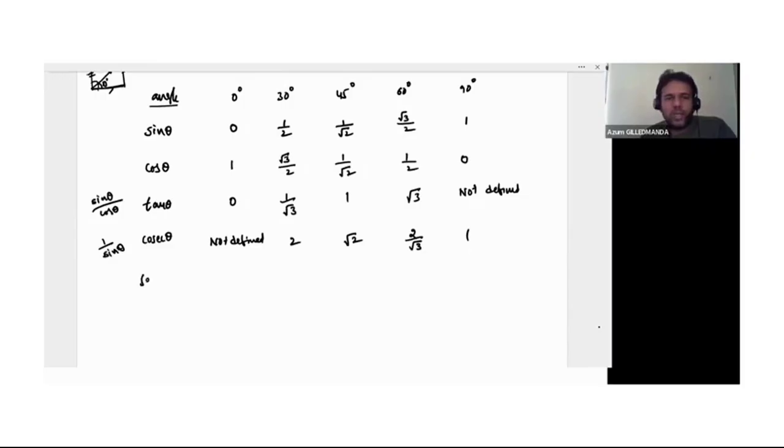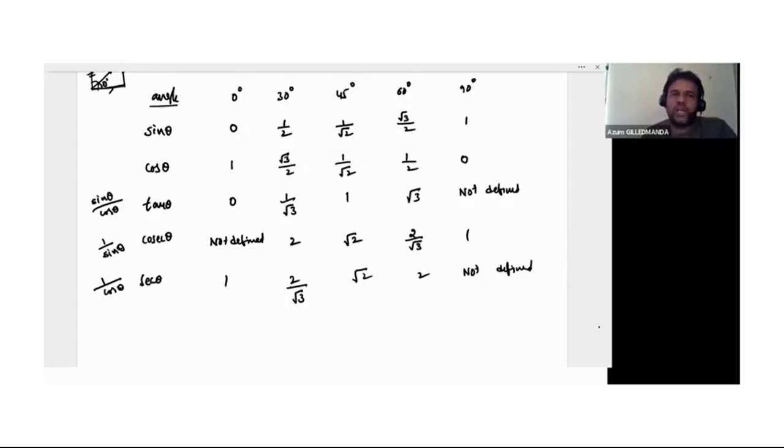And similarly, we can write secant theta. What is secant theta? Secant theta is 1 by cos, the reciprocal of cos theta. So 1 by 1 is 1. And this is 2 by root 3, since root 3 by 2 reciprocated is 2 by root 3. And this is root 2, and this is 2. And this is 1 by 0. This is not defined.